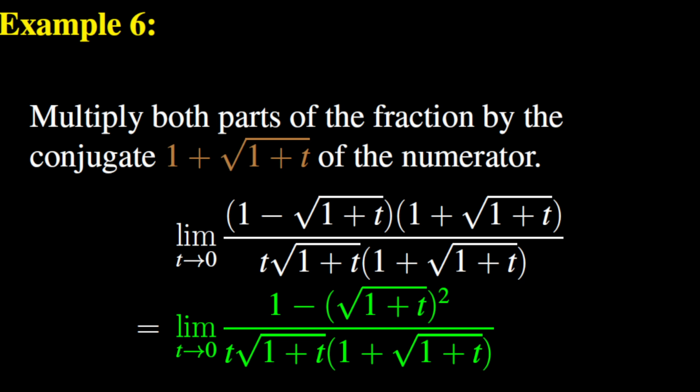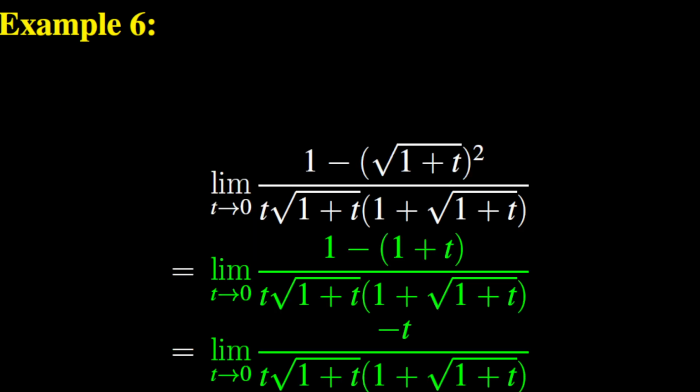We expand the numerator and obtain 1 minus square root of 1 plus t squared. We do not expand the denominator because there is no need to do so. Since the square of the square root of 1 plus t is just 1 plus t, the new numerator is 1 minus 1 plus t, which is just equal to minus t, because 1 and negative 1 cancel each other.